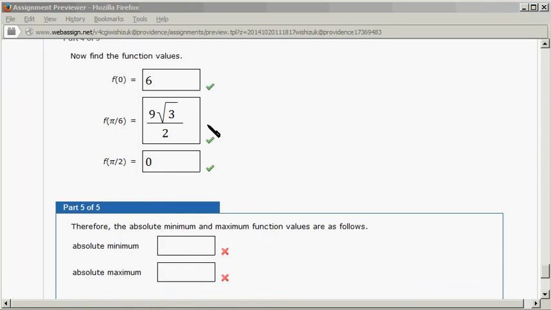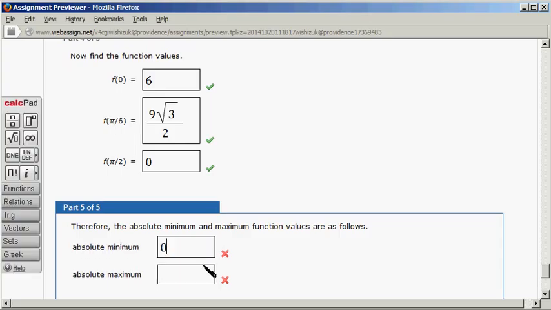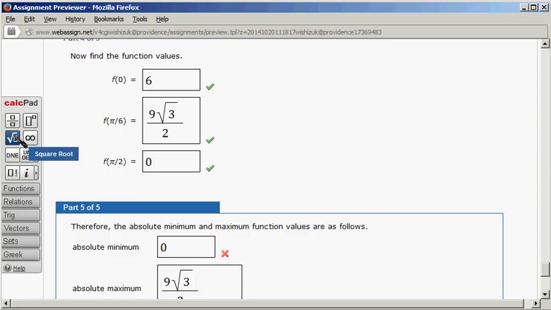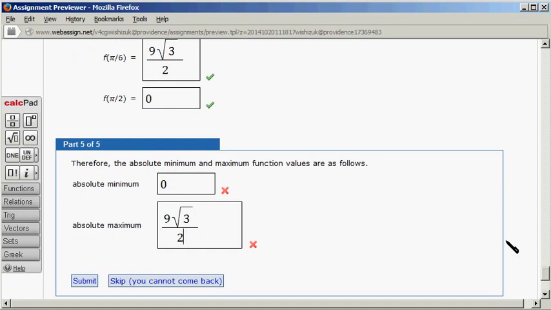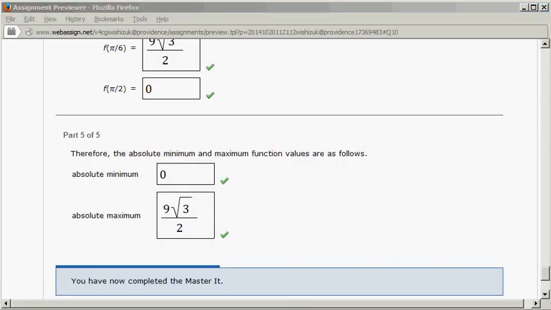We got those, and the absolute minimum is clear: 0. Comparing 6 and 9 square root of 3 over 2, 9 square root of 3 over 2 is bigger than 6, so that is the absolute maximum. Let's submit. It came back, and it looks like we got both of these correctly. That's it. I hope that this was clear.